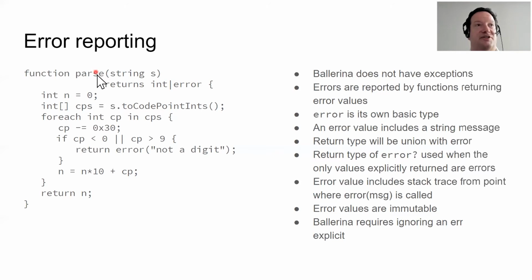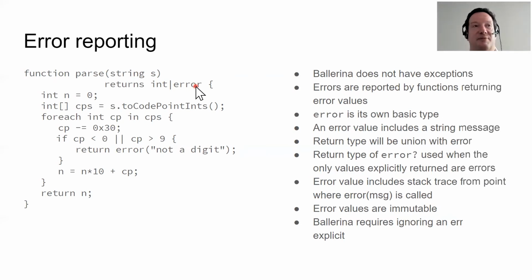So if I want to write a function that parses a string, that may fail. I may either parse it as an integer or I may return an error. And you just return the error value. So error here creates the error value and returns it. In this case, I'm returning n, which is an int. In this case, I'm returning an error. And so the return type is int or error.